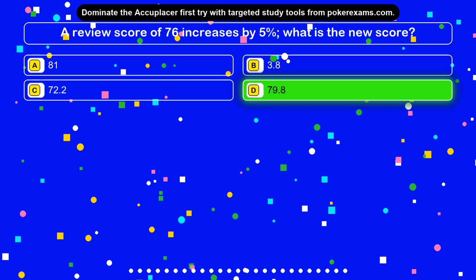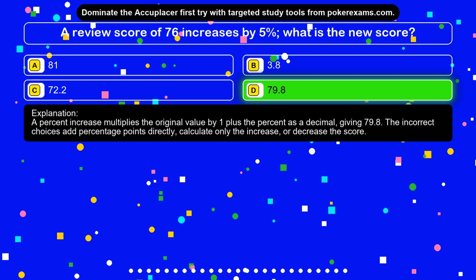The correct answer is option D, 79.8. A percent increase multiplies the original value by 1 plus the percent as a decimal, giving 79.8. The incorrect choices add percentage points directly, calculate only the increase, or decrease the score.